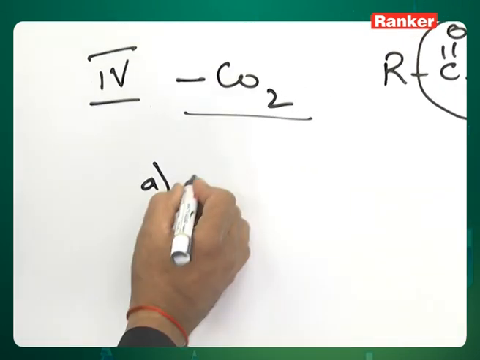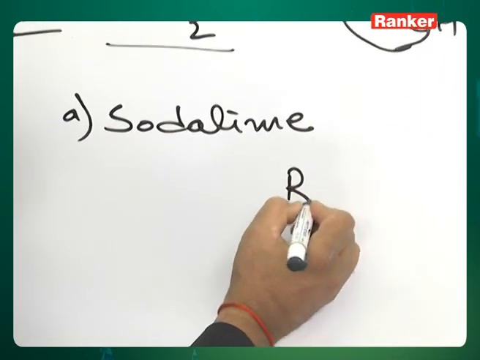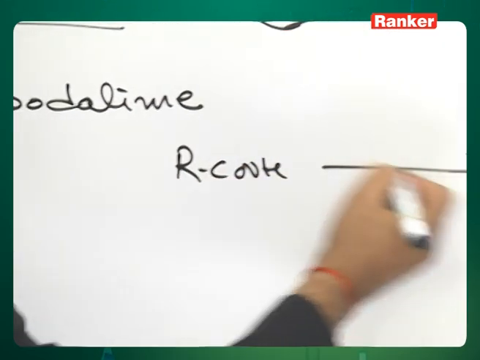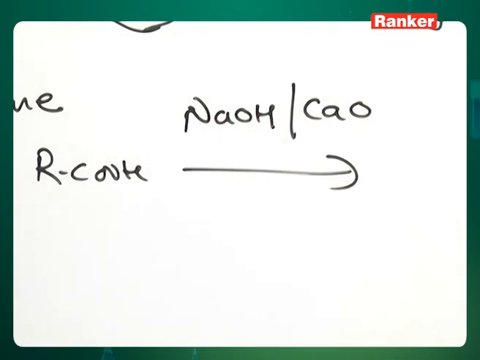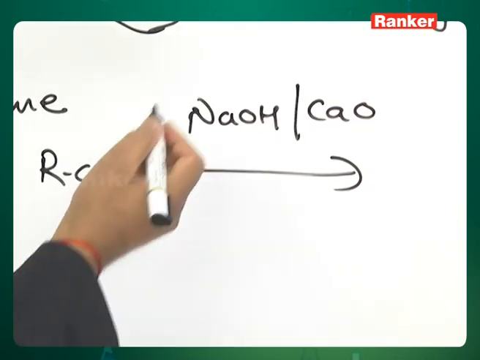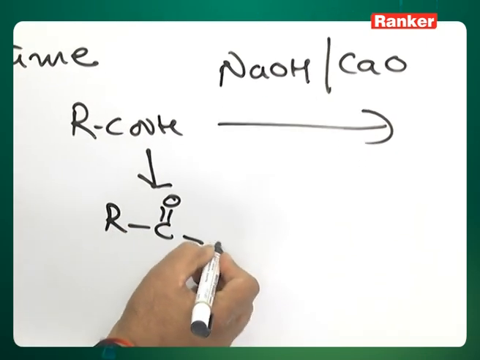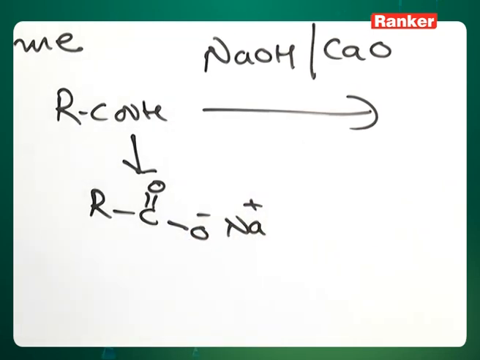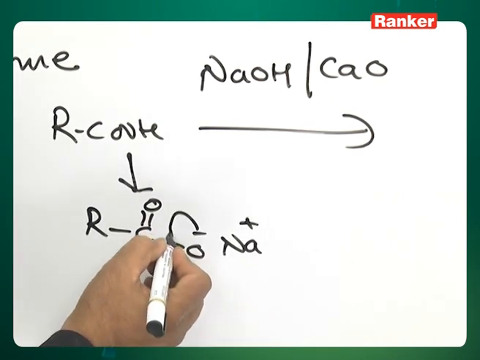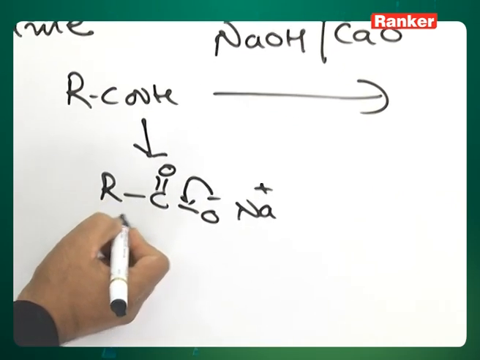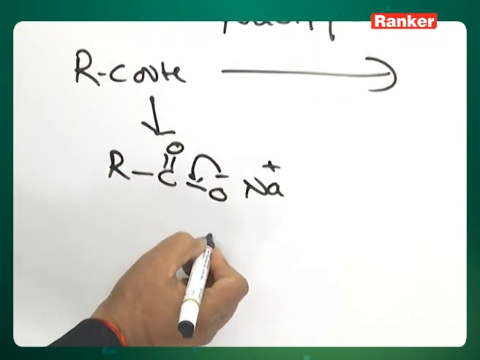One is soda lime decarboxylation. Soda lime decarboxylation means a carboxylic acid, when I add sodium hydroxide and calcium oxide, this mixture is called soda lime. When the soda lime is added, first the carboxylic acid turns into its salt, O minus Na plus, salt formation, obviously because the base is there. Then what happens, the O minus will come and these 2 electrons will be given out, and it passes through the R minus, in fact, right.